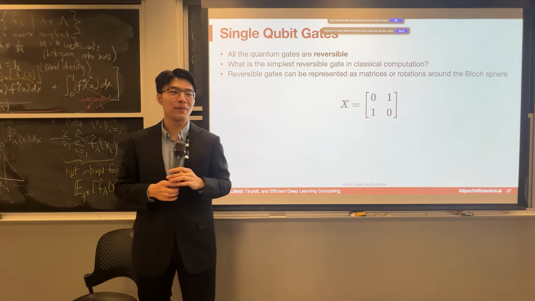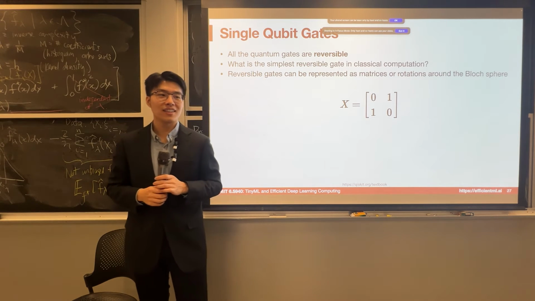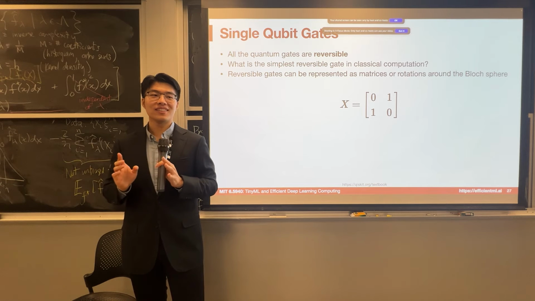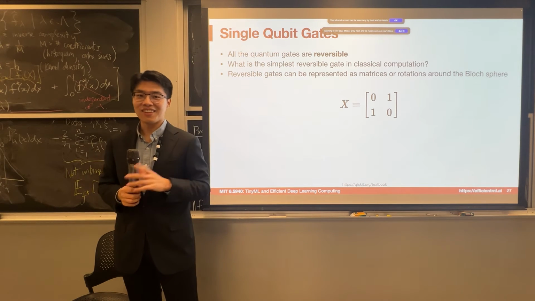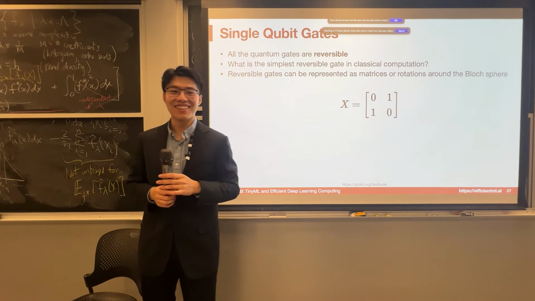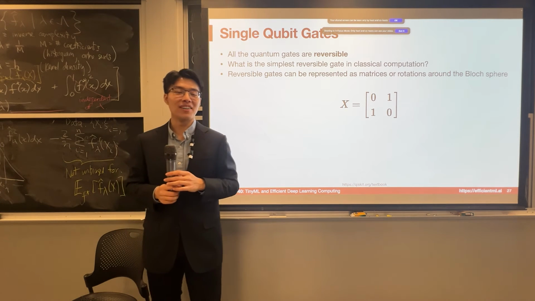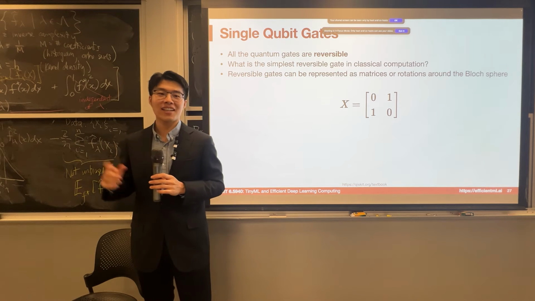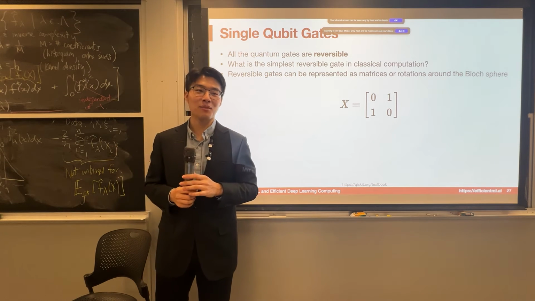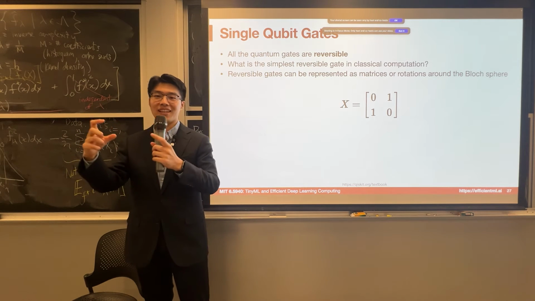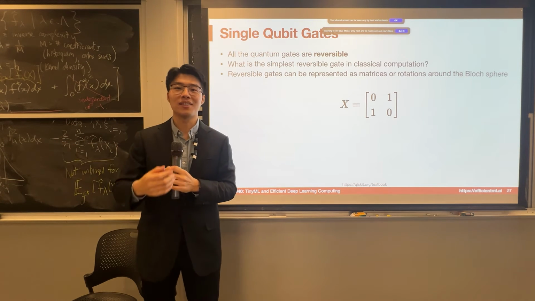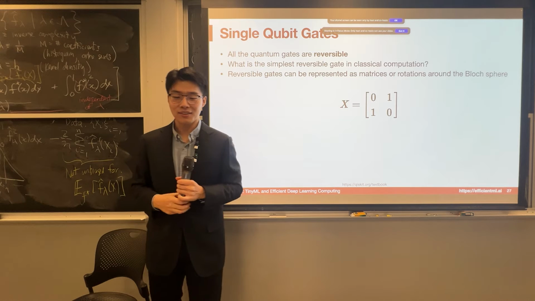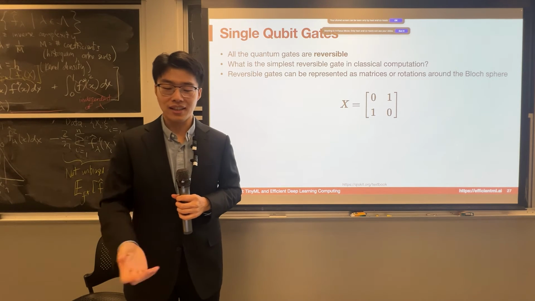It's a single bit gate. Very close, very close. Yeah, the NOT gate is definitely very simple. But another gate is the identity, right? We do nothing. We just have the identity gate, and then from the output we can know what the input is because it's the same, right? So that's the simplest reversible gate in classical computation.